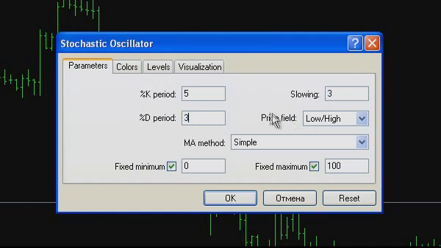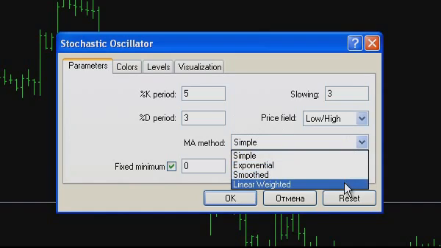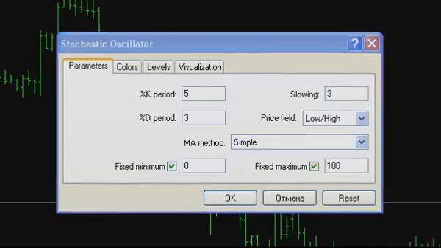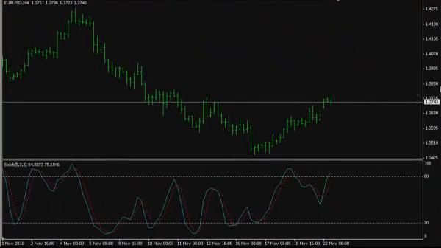The %D period is a period which is used for calculation of the moving average of the %K line, which is often drawn as a dashed line. The MA method is a method of simple, exponential or other type of smoothing which is used in the %D line calculation. Visually on the screen, stochastic is represented by two lines which periodically intersect and move within the range from 0 to 100. Stochastic can send different signals about changes on the market.